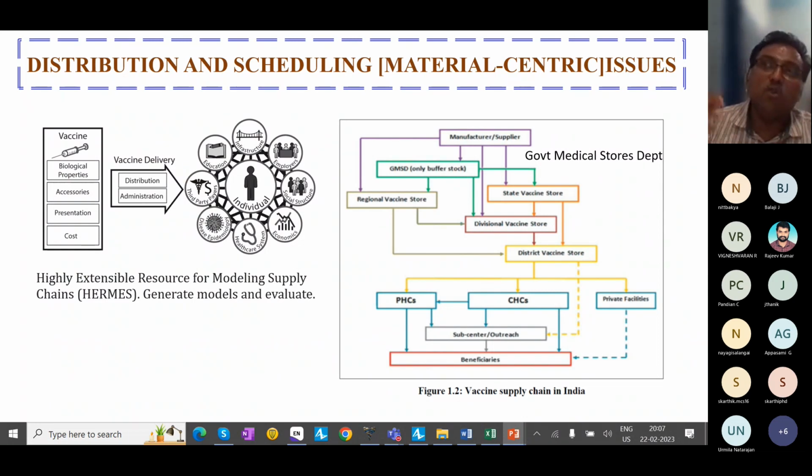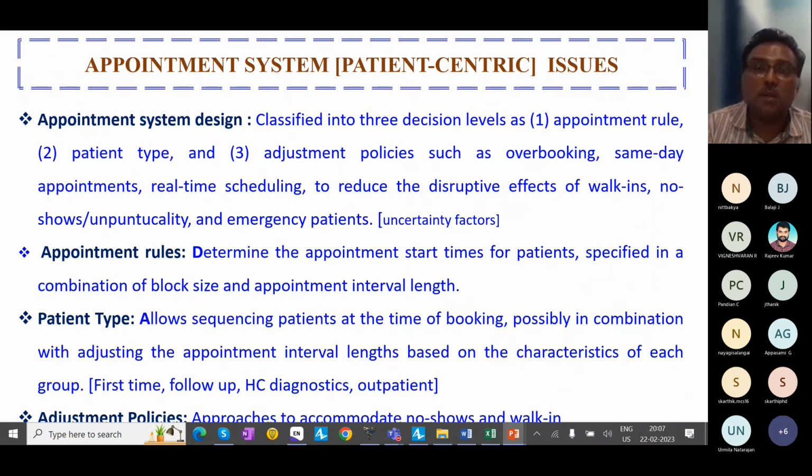Now, what is the idea here? How are we going to reduce the cost? How are we going to reduce the wastage? So these are the issues that you can focus on when you work on material centric supply chain.